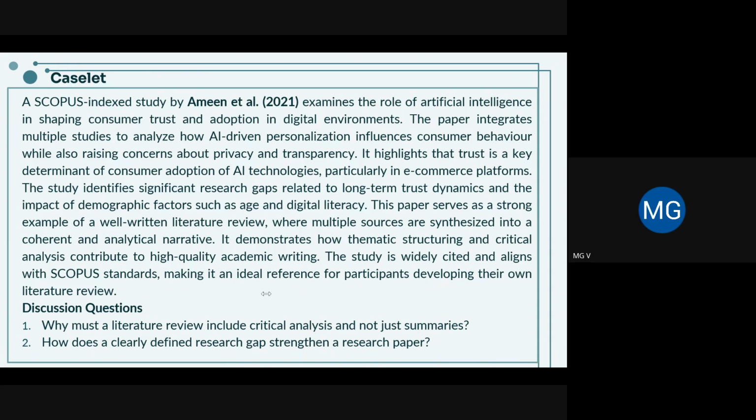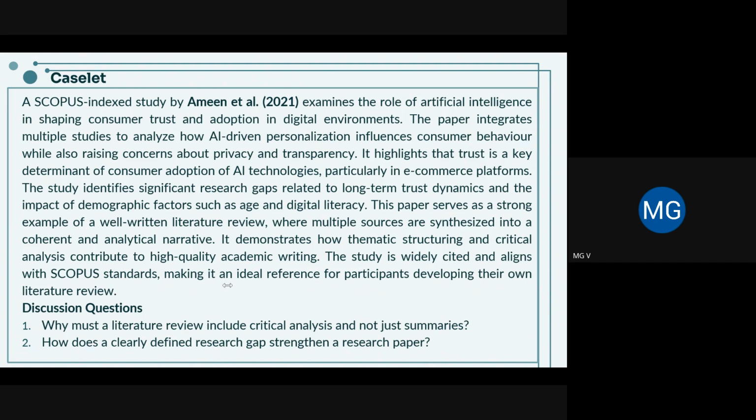So, why must a literature review include critical analysis and not just summary? This is something we need to understand. A literature review does not mean only summary, but we also need critical analysis of it. Why? Basically, critical analysis integrates findings, identifies patterns, and demonstrates academic depth.